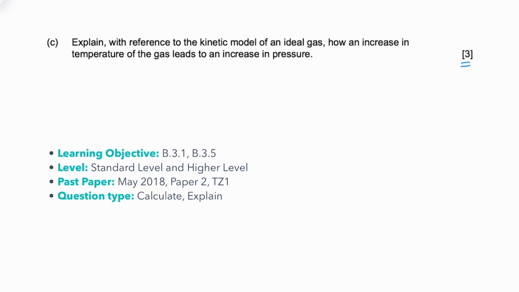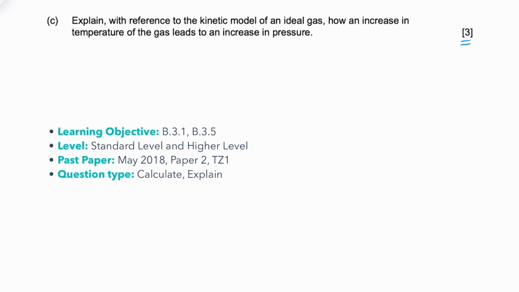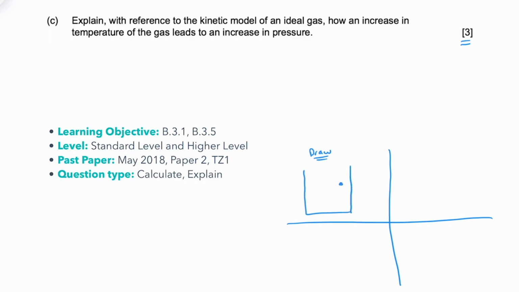All right, so I'm going to really go full on this by using my quadrant. Okay, and my first thing to do is to draw a diagram. So when I'm thinking about the kinetic model of an ideal gas and pressure, I'm thinking about little molecules colliding with the walls and bouncing off. That's how pressure is exerted when you have an ideal gas within a container.